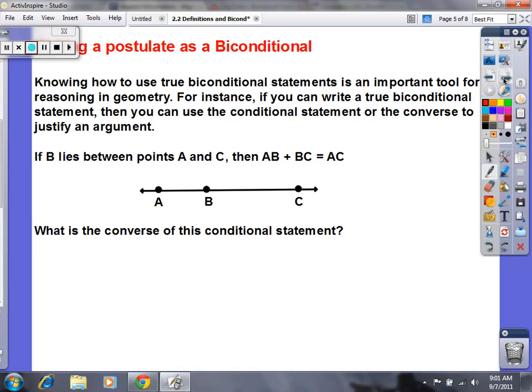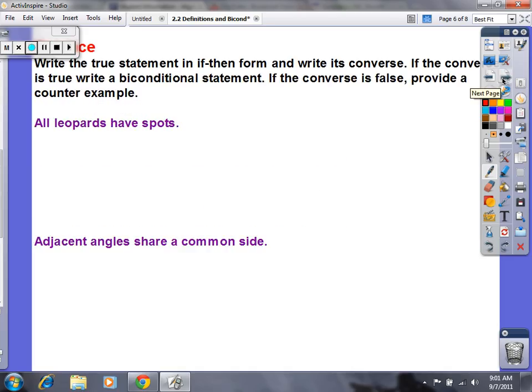Okay, let's just do this for the last. Let's skip that slide. Let's go right here. Here we go. Your homework, they're going to give you a phrase. They want you to write this in a conditional statement and then its converse.